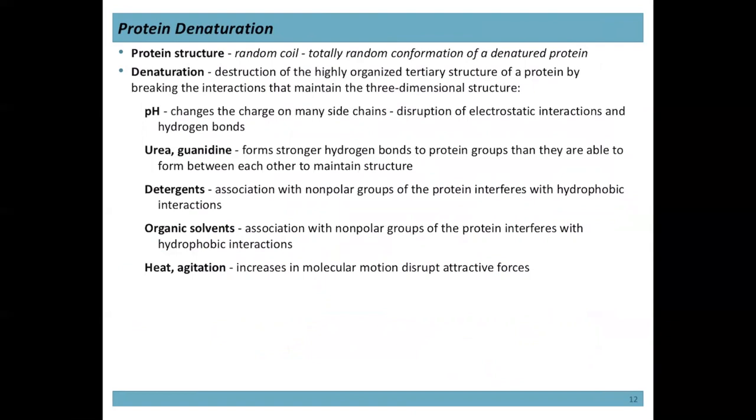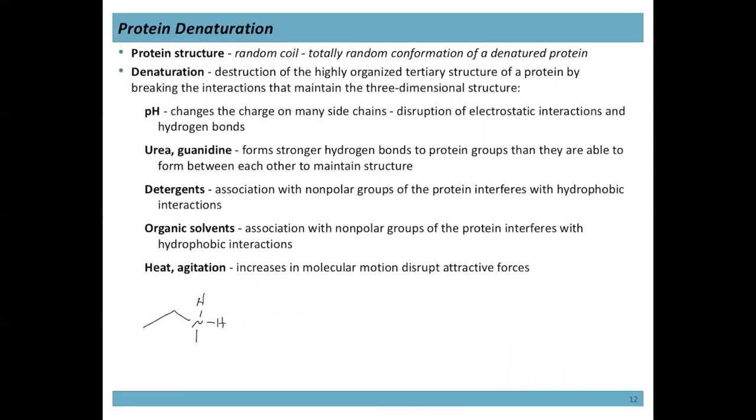And when you do that, you put them in what's referred to as a random coil, totally random conformation of a denatured protein. And so you can do this by changing the pH. And so you may question, why does the pH denature? Well, if I increase the pH, I would start to remove protons.